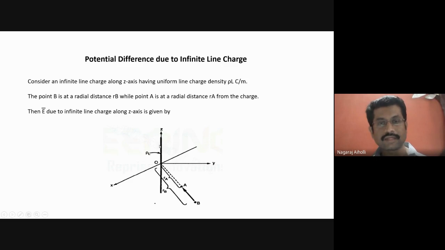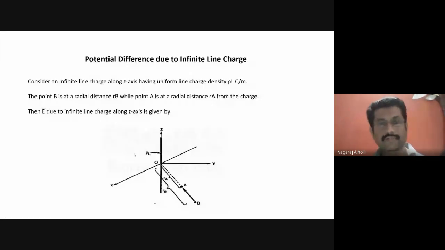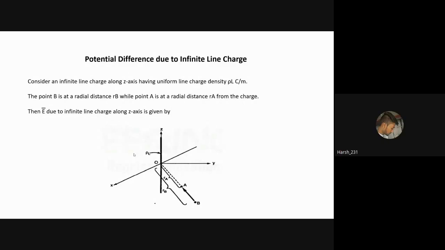Is it clear here, students? How to find the potential difference equation due to infinite line charge? Due to infinite line charge, we have derived the equation for the potential difference between the points A and B, and it is given by VAB is equal to rho L by 2 pi epsilon naught ln RB by RA volts. Is this derivation clear here, students? Any difficulty here in this derivation? Anything not understood? Any problem in understanding? You can tell. Understood, sir. Fine. Okay, we'll proceed.